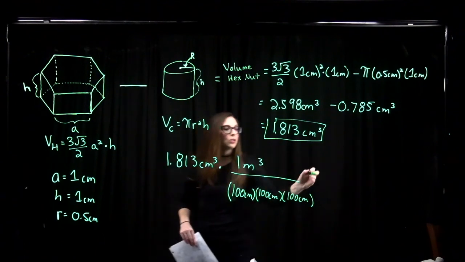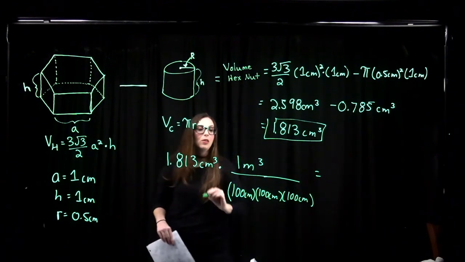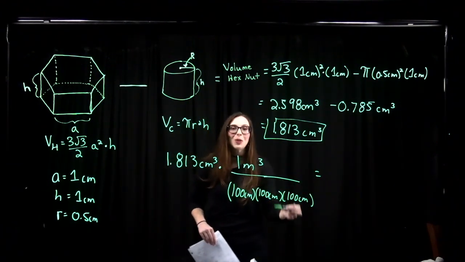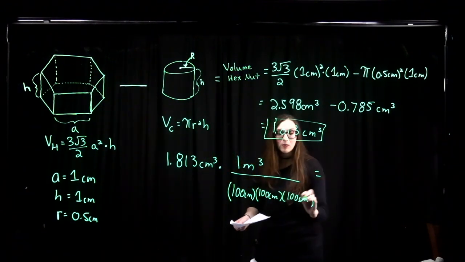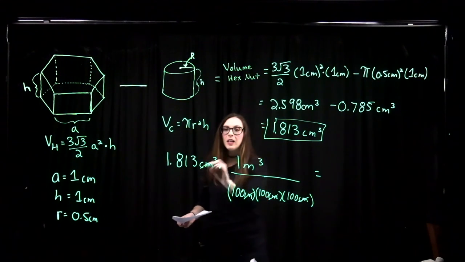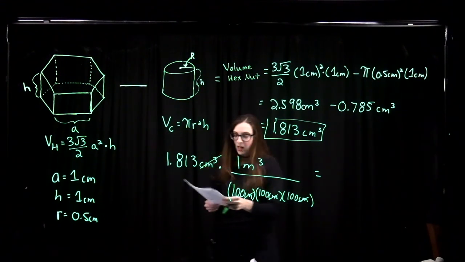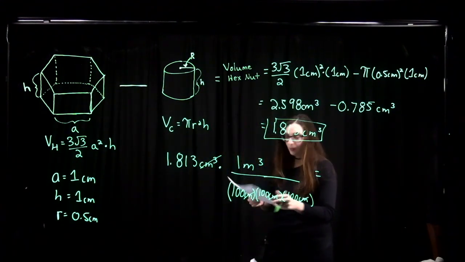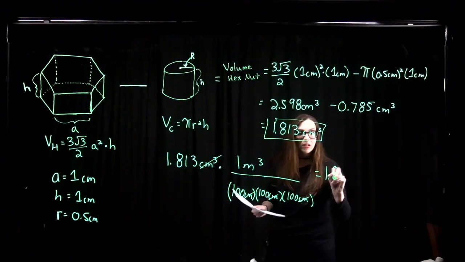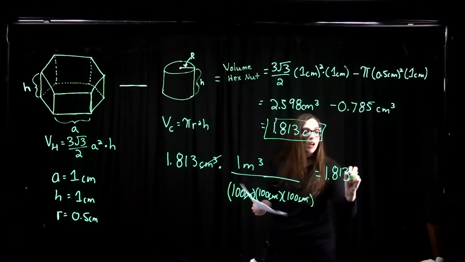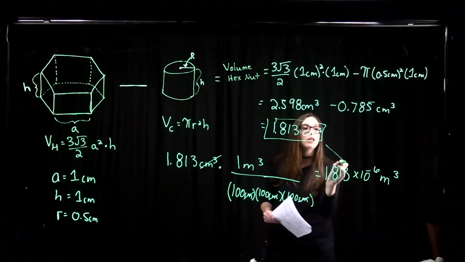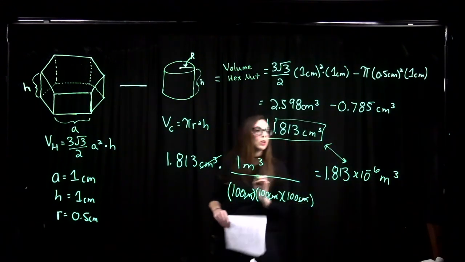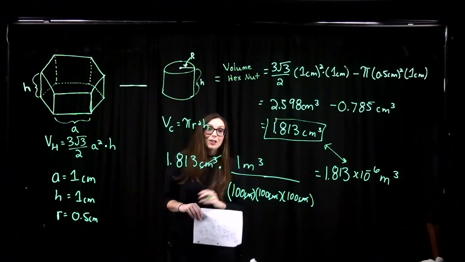So to get my answer in meters cubed, I take 1.813 and divide it by 100 times 100 times 100. The centimeters, because there are 3 of them being multiplied together, cancel out with the centimeters cubed. That gives me a volume of 1.813 times 10 to the minus 6 meters cubed. So that's how you could convert from centimeters cubed to meters cubed in case you need to be able to do that.